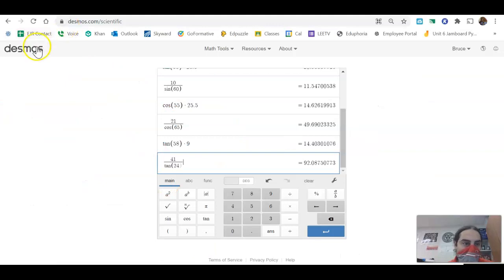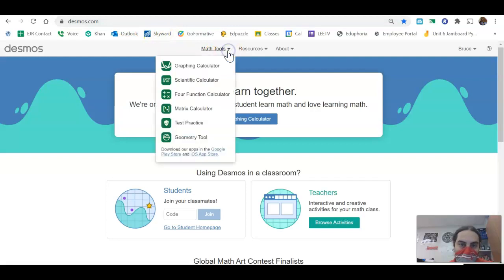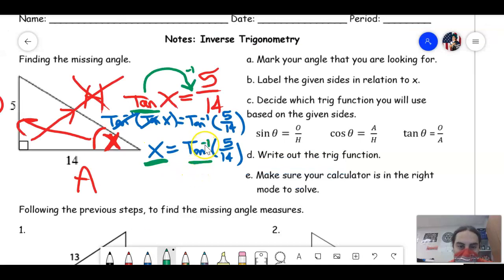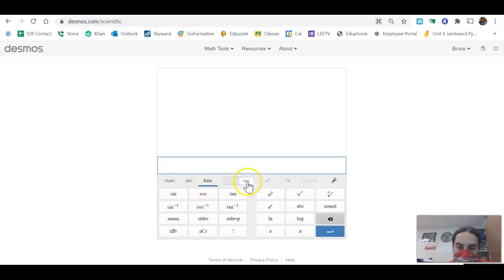Now, remember, the website that we use is desmos.com/scientific. Or you can go click on Math Tools, and the second one is Scientific Calculator. You see how the URL is desmos.com/scientific? All right, so what are we typing in? Tan little negative 1 means inverse. So tan inverse 5 over 14. To get the inverses, you have to click on function. Does everyone see that right here? We're in degrees mode, not radians. We click on function, and the second row is all your inverses. We're clicking tan inverse, and it's 5 over 14.